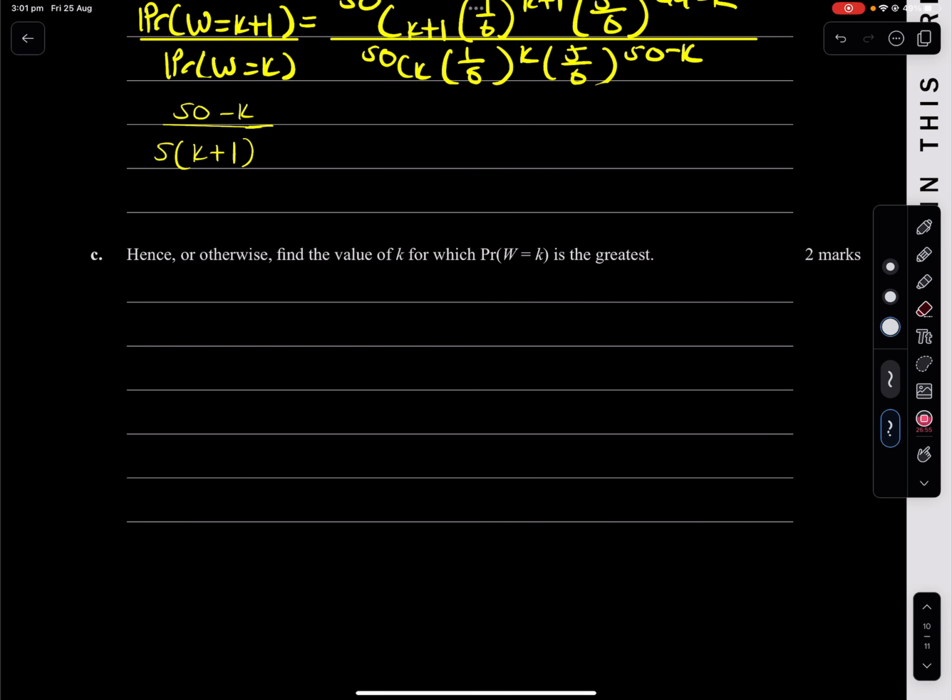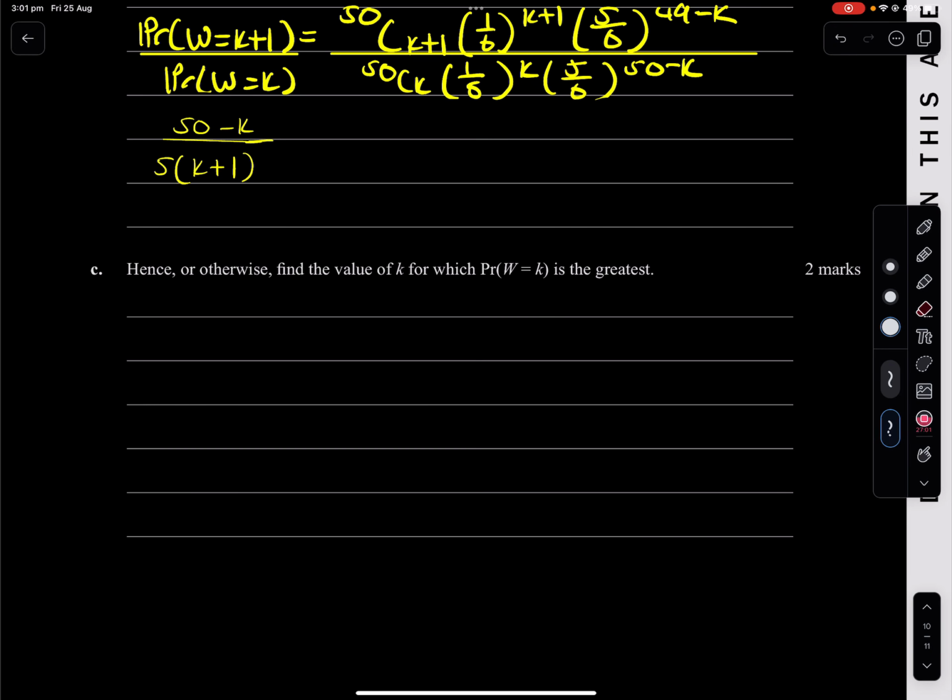Hence or otherwise find the value of k for which the probability of W equals k is the greatest. Yep, and it's the last question. Okay, so we want, when is the probability of W equals k greatest? Okay, so imagine drawing this one. I'm just going to change it back to the 4. Okay, imagine drawing a binomial distribution.